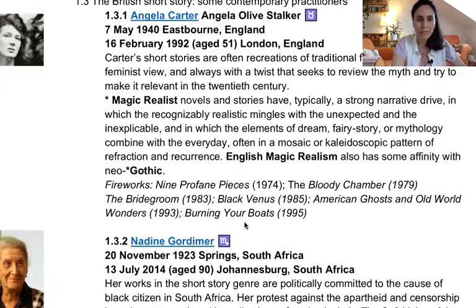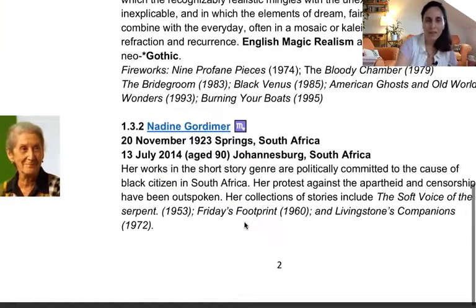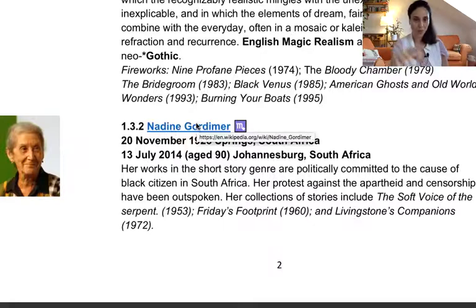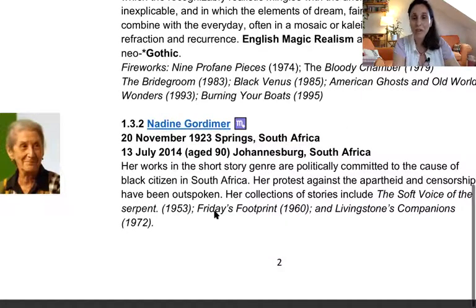I keep reading. This is now, I present here Nadine Gordimer. Nadine Gordimer is a Scorpio, as you can see, and here you have her face, and she is from South Africa, and she was born in 1923, and she died when she was 90. Her works in the short story genre are politically committed to the cause of Black citizens in South Africa.